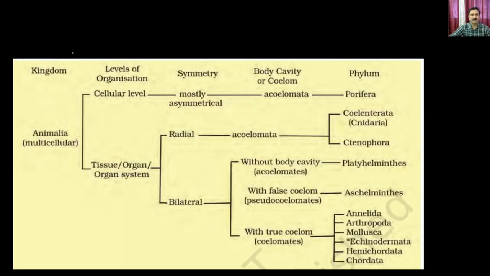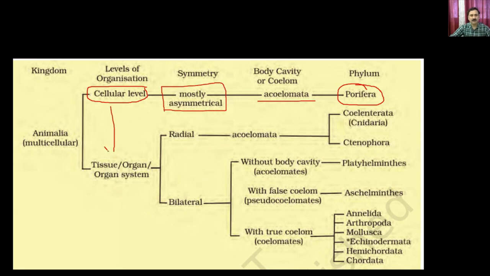So with this, we have discussed the cellular level of organization. We discussed the phylum Porifera, and how the Porifera are acoelomate and mostly asymmetrical organisms. Then we moved on to a slightly more advanced stage where we discussed the tissue level of organization. Within the tissue level, we discussed radial symmetry, and we discussed the Coelenterata as well as the Ctenophora.